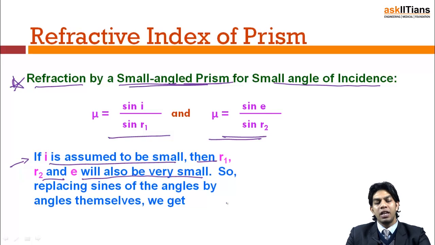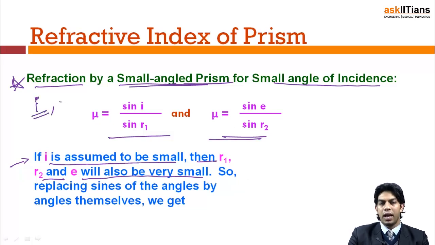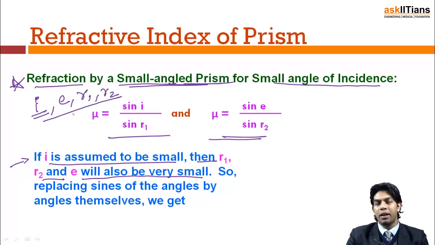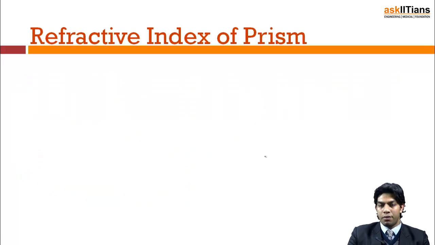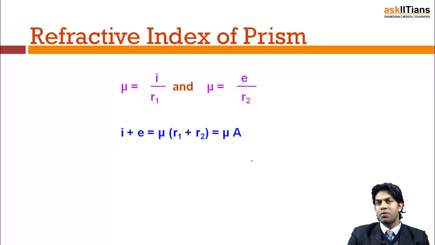So replacing the sines of the angles by angles themselves, because as they are small, see basically I is small. If I is small, then I can make sure that E, R, R1, R2, they will all be small because they are all related by refractive index. So finally we will get mu is equal to I by R1 and mu is equal to E by R2. Using the already known property, we can come out with I plus E is equal to mu times (R1 plus R2), which is equal to mu A.